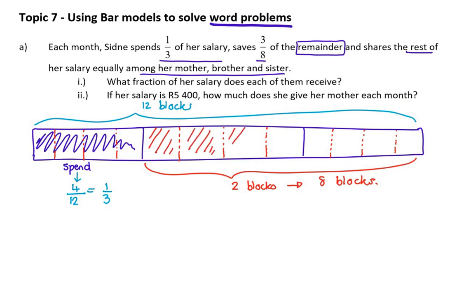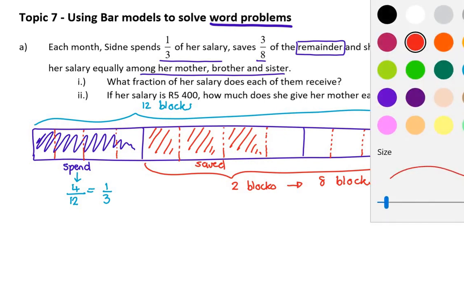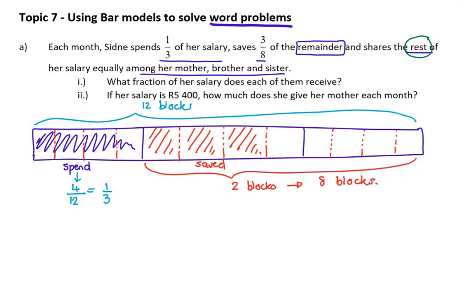She has saved 3/8. So 3 out of those 8 blocks of the remainder. Remember, not 3 out of the 8 of the whole. 3 out of those 8 remaining blocks she has saved. So those are the saved ones. Now finally, the rest of this, now what is the rest? This is the rest. The rest are 1, 2, 3, 4, 5 blocks. So when we talk about the rest of her salary, after she has saved and given, and she spent some, the rest of her salary are 5 blocks out of 8.